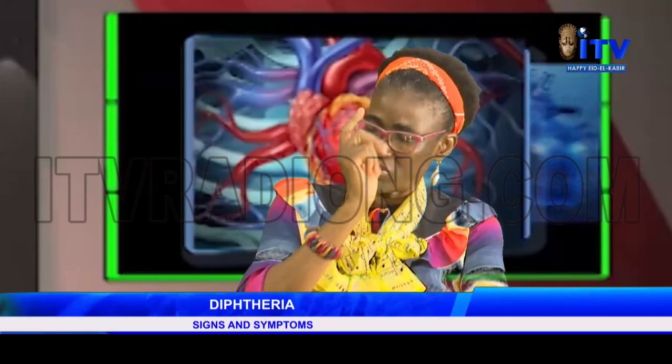Other signs are the bull neck. By the time we are getting to bull neck, we are already running late. So early on, when the child complains, or for very young ones, the mom says it's refusing feeds, pulling food in their mouth, because they can't swallow, then you should be in the hospital.